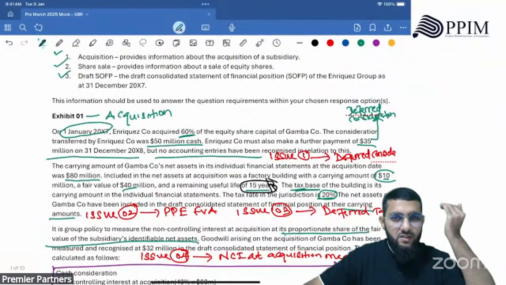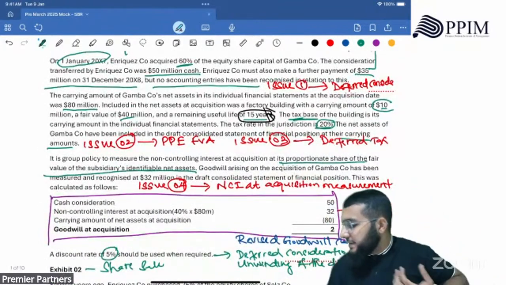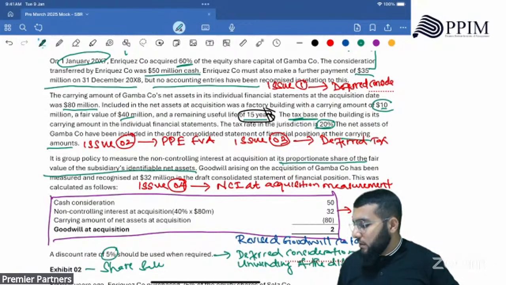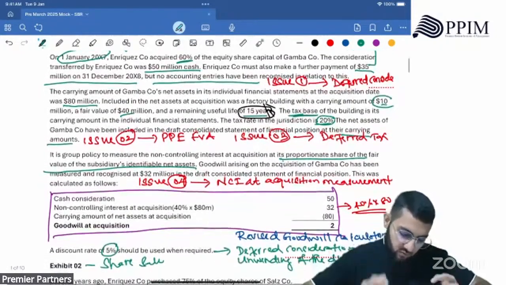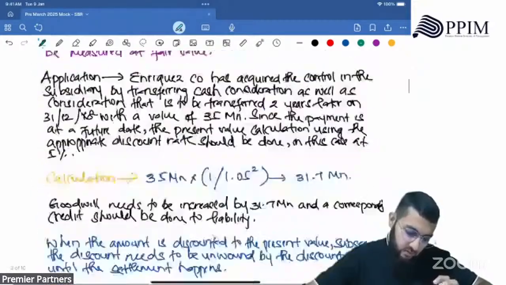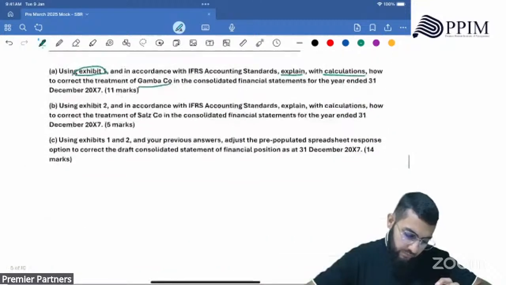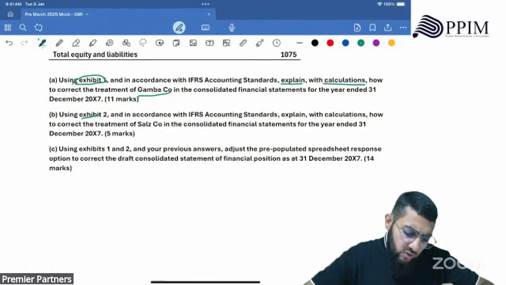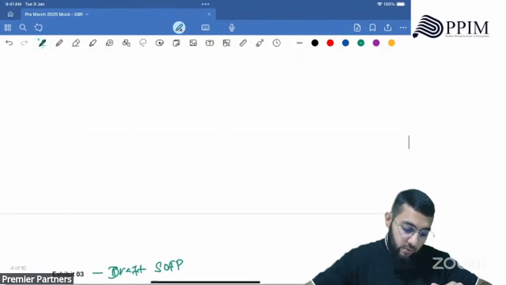So we have complete exhibit 1 and most of exhibit 3 as well. Right, now there's exhibit 2 that we need to read, and we need to respond to that exhibit accordingly. All right, let's quickly read now, that's a smaller exhibit with the lower marks that you're getting there. So the requirement here was: using exhibit 2 in accordance with IFRS accounting standard, explain calculations again, the correct treatment of Salesco in consolidated financial statements for the year ended 31st December 2027. So, 5 marks there.